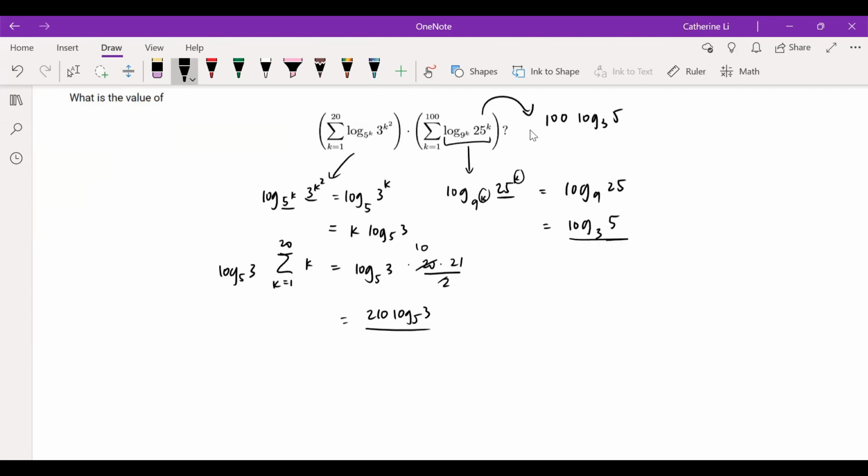We just need to multiply, oh sorry, not those two. This one and this 100 log base 3 of 5 together to get our answer. So we get 210 times 100, and then log base 5 of 3 and log base 3 of 5, if you use change of base, they're just going to be reciprocals of each other, so they multiply to 1. So those two terms cancel each other out, and our answer is just 21,000.